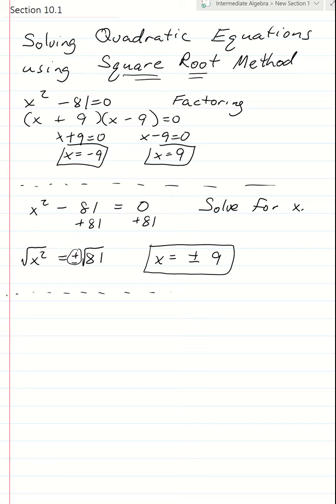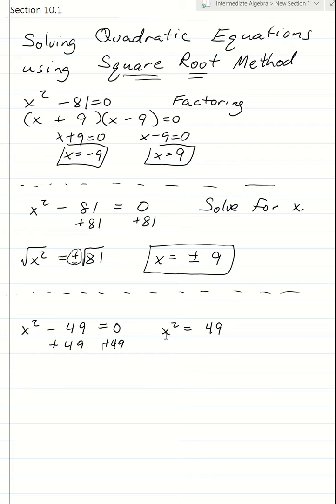Let's try another example. Let's say we have x squared minus 49 equals 0. And once again, we want to solve for the values of x. And so we have here a squared quantity, and we have a constant quantity of 49. And when this happens, we can use the square root method, whereby I'm going to add the 49 over. That will now isolate the x squared, equaling the positive 49.